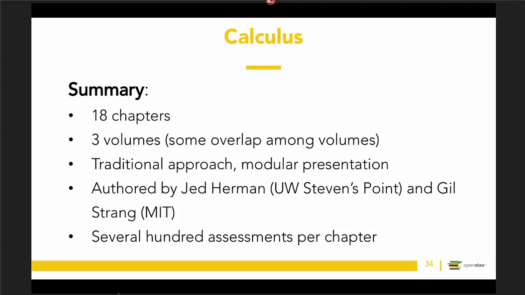It's basically a traditional approach. We weren't doing any reform movement or anything like that. Our books are quite modular, so there can be moving around or skipping of sections and so on, but it's a traditional approach. The authors are Jed Herman from UW Stevens Point and Gil Strang. Gil Strang was the original author, and then Jed Herman and the team of other authors took that book and made it a little more mainstream, and obviously worked on things like level and so on. Assessments and practice questions are important, including end-of-chapter questions. There are several hundred per chapter.